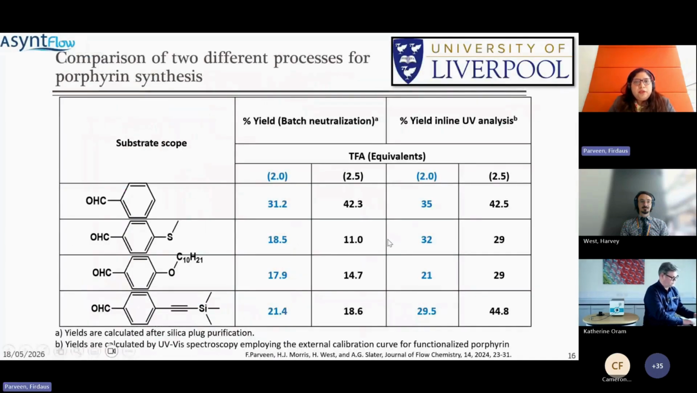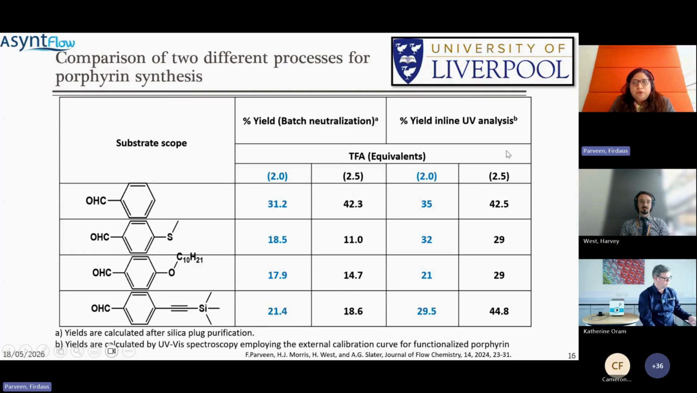So we compared the two processes, batch neutralization and inline UV-Vis analysis. The yields obtained in batch neutralization are absolute yields of the porphyrin. When we did the silica plug purification, we got the compound, dried it and weighed it. These are the yields from batch neutralization, whereas the percentage yields from inline UV analysis are analytical yields. These yields we got from the external calibration curves for each porphyrin.